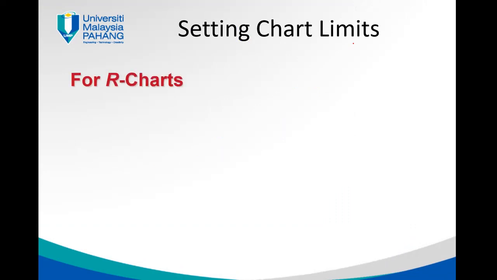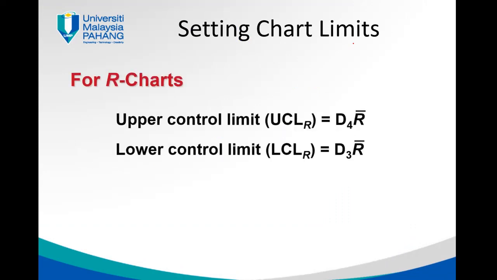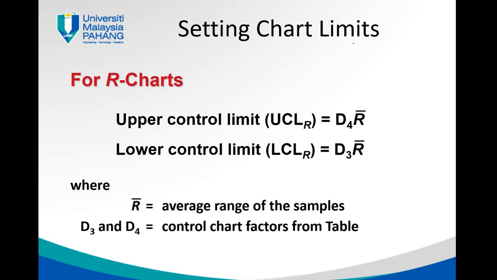Alright, so again for the R chart we need to calculate the upper control limit and lower control limit. For UCL, the formula is here, D4 R bar. For the lower control limit, D3 R bar. R bar you already understand is the average of the sample, and D3 and D4 are control chart factors from the table. If you remember the previous table where we find the value of A2, we use the same table to determine the values for D3 and D4.